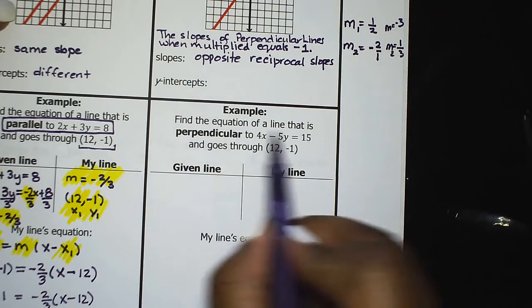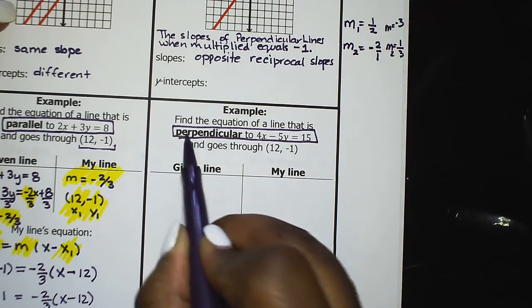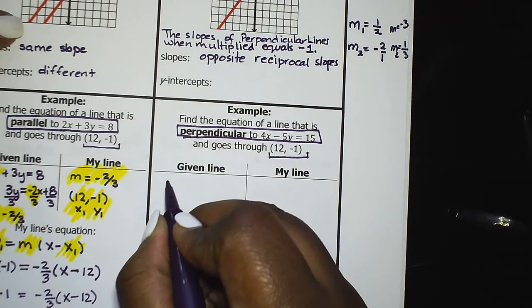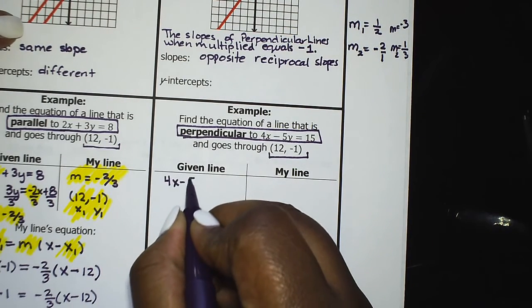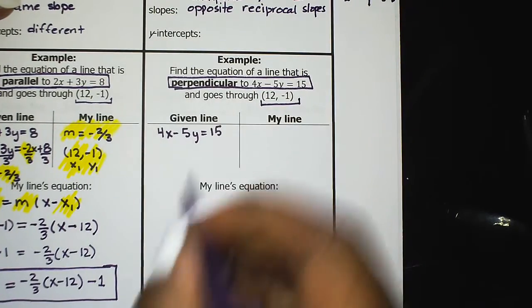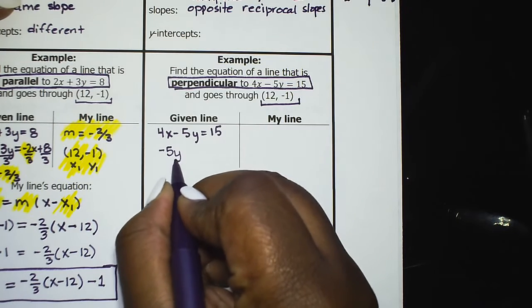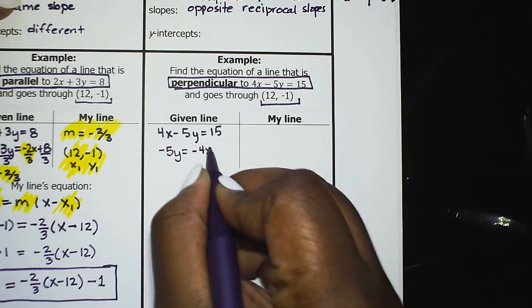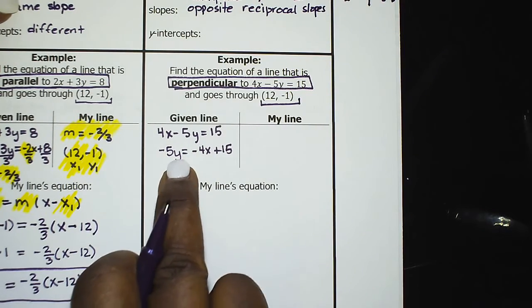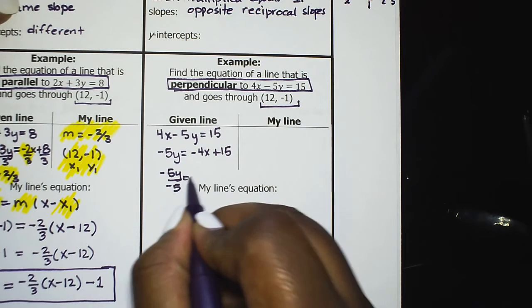So it says find the equation of a line that is perpendicular to this equation and goes through this point. So your given line is 4x minus 5y equals 15. You have to solve for y. We do that by moving the 4x over here. So we're going to say -5y is equal to -4x plus 15. Now, in order to get y by itself, I will divide by -5 on both sides.